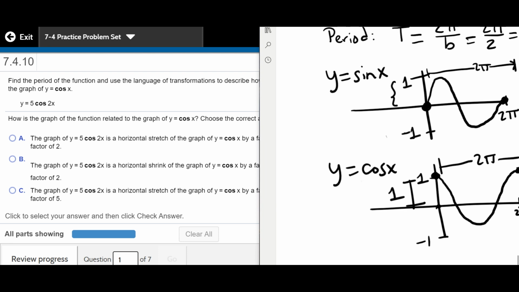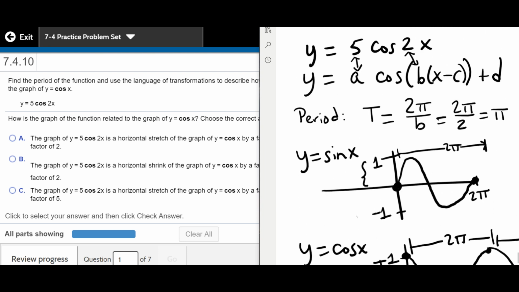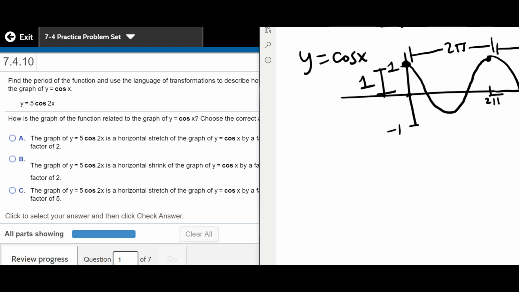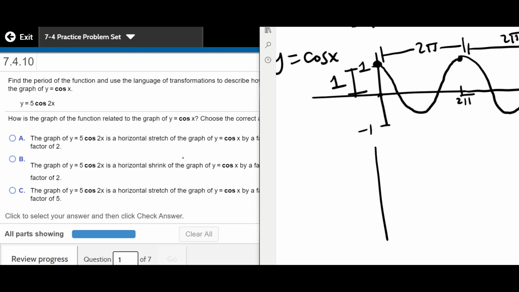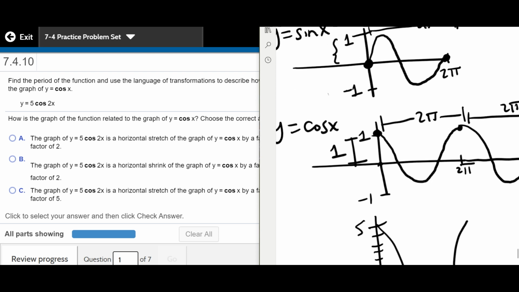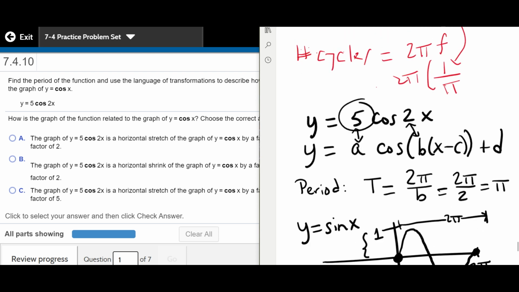Normally the cosine has an amplitude of 1, but if I have a number here like 5, that's going to make it stretch, and it's going to go up to the 5 mark instead. So if this were 5 and -5, it's just going to make it more stretched. That's all the 5 is going to do. Notice that the 5 is a vertical stretch. So this term right here is for a vertical stretch.